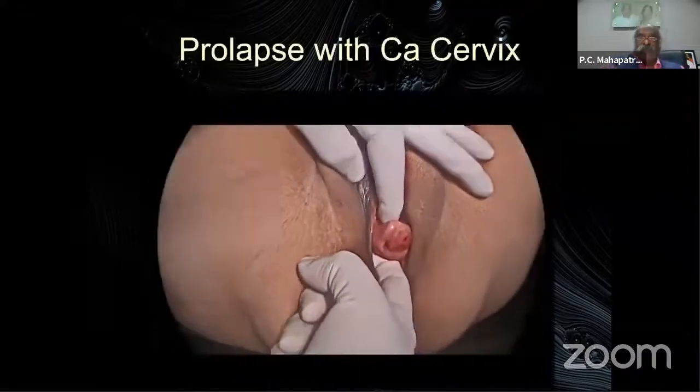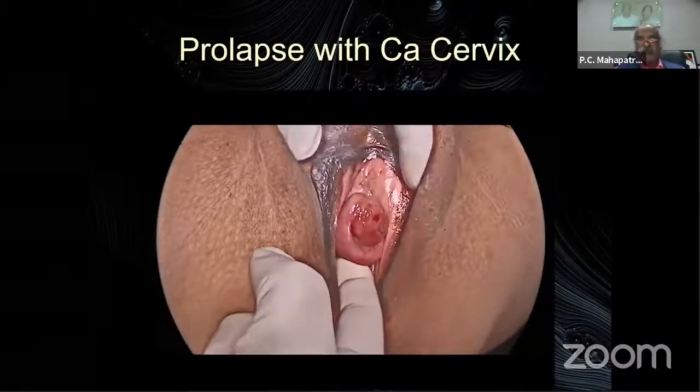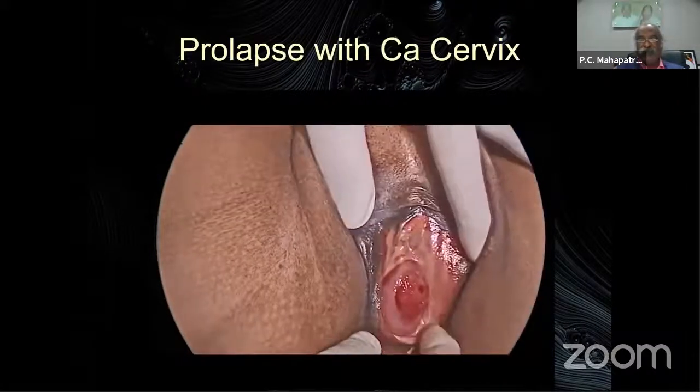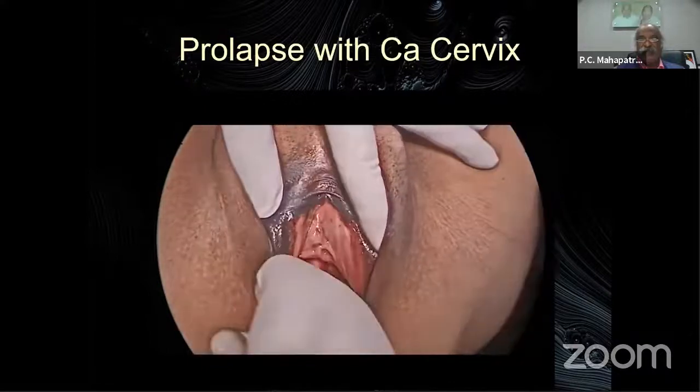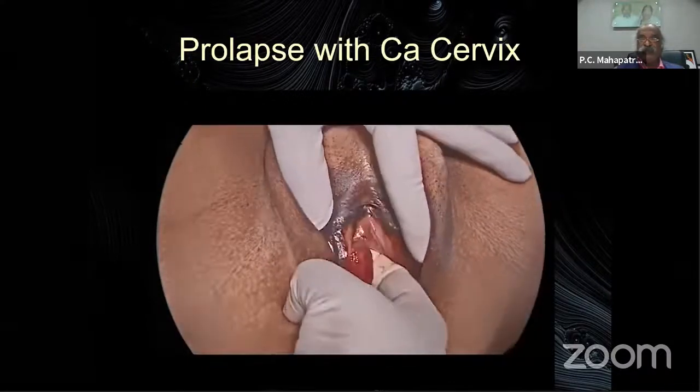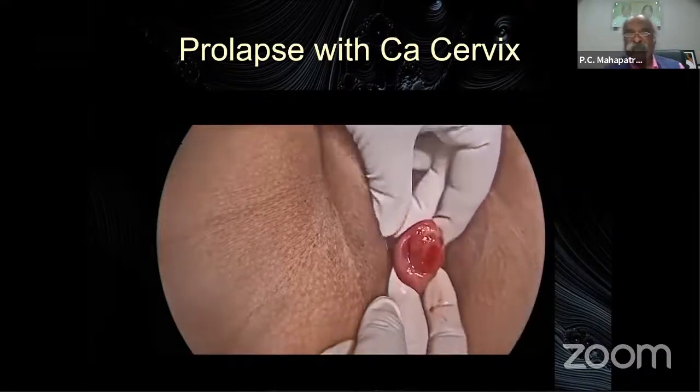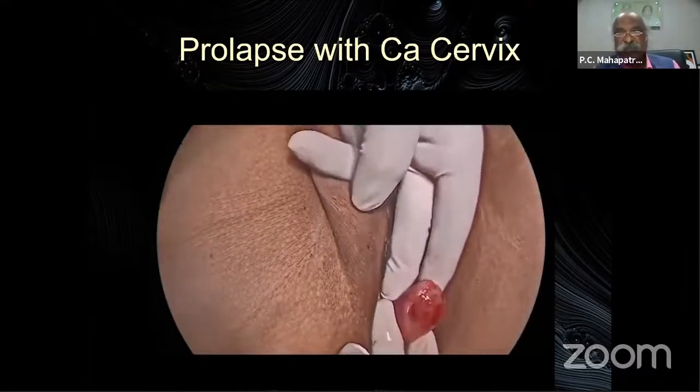Now, this is a case. This is a case of prolapse with cancer cervix. This case presented to me, and this was decided: the operation date was fixed to be a vaginal hysterectomy with pelvic floor repair somewhere else. When I saw this patient, the date was fixed. They came for my opinion.